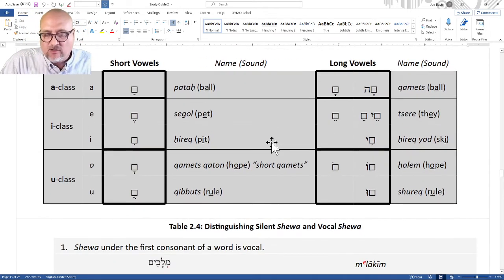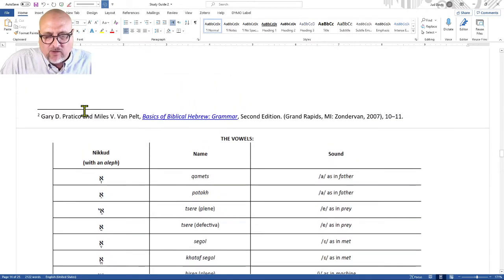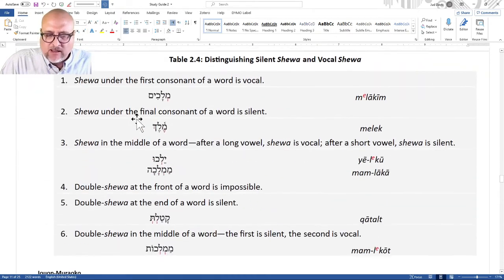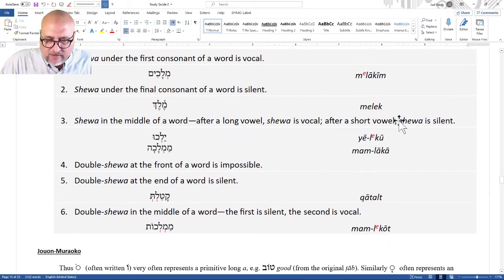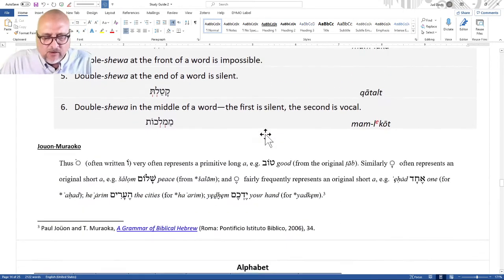So we're just going to learn this system, and I've put here several explanations from standard grammars, so read through all of them and see which one makes sense. This particular one here, distinguishing between a silent schwa and a vocal schwa, this is solid gold. If you can get this down, it's going to tell you every time whether it's a vocal schwa or a silent schwa. So read that, see if it makes sense to you. We'll go over it a lot.